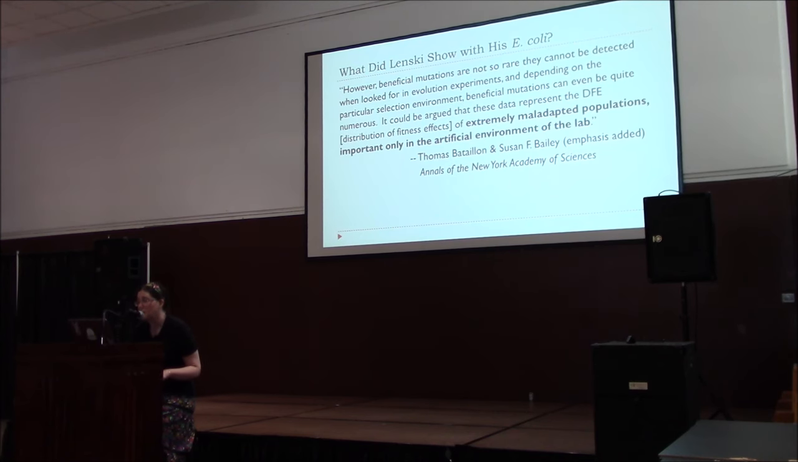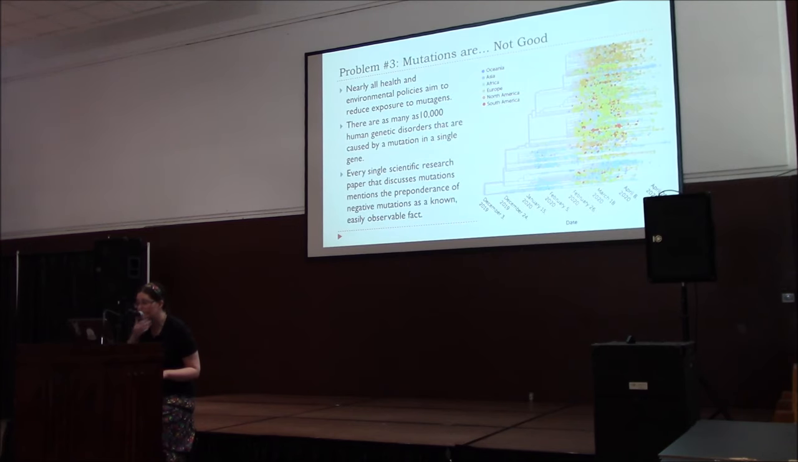It's very difficult to translate something that's happening in the lab to something that's happening in real life. So in the lab, you can maybe get 1 in 1 million beneficial mutations. What about real life? Well, nearly every health policy that we have in place is designed to reduce mutations, not increase them. So you don't want to be exposed to radiation and you don't want to consume carcinogens. Well, why not? Well, because mutations aren't good for you. If they were, we would all be rushing out to, you know, wear uranium makeup.